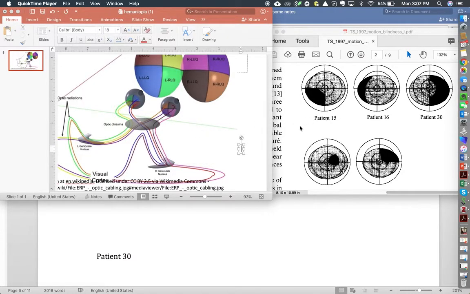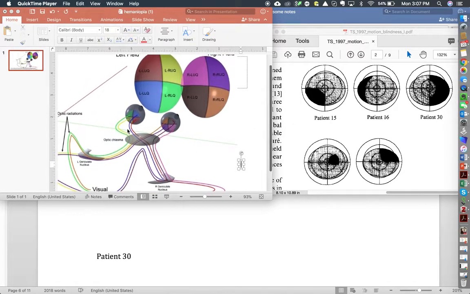For example, in patient 16, here we have damage over on the left side of the visual field here and here. The upper and lower quadrants are affected. It's not a complete damage to that whole area, but it's some of it. So let's see how that tracks. These two are the portions of the retina that are actually affected. Trace it back, go back over to the right LGN.